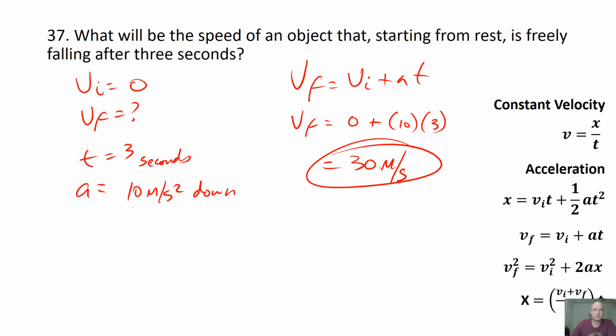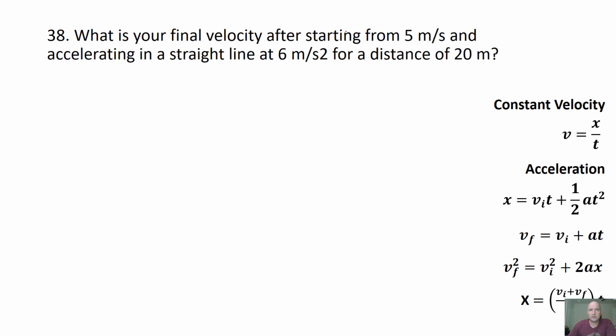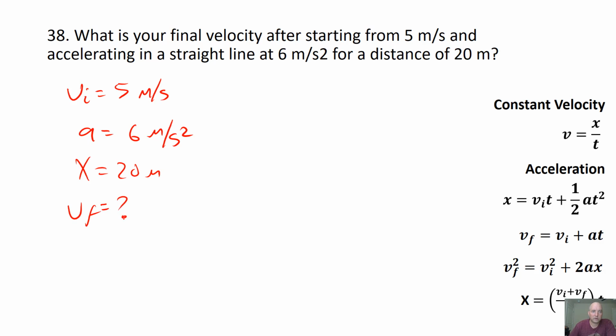Okay, what's the final velocity after starting from 5? So VI equals 5 meters per second, and accelerating in a straight line at 6 meters per second squared, and for a distance of 20 meters, we're solving for VF equals question mark, and that's going to lead us to this equation right here. So we're going to have VF squared equals VI squared plus 2AX.